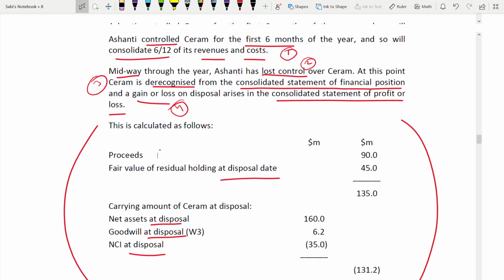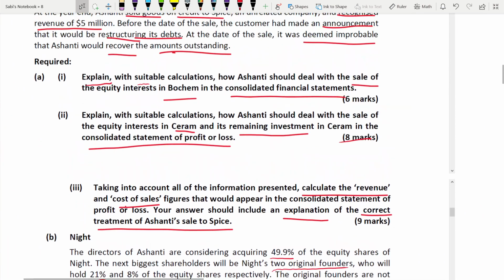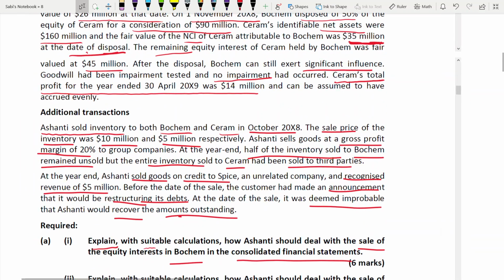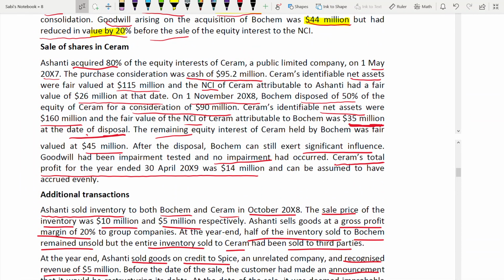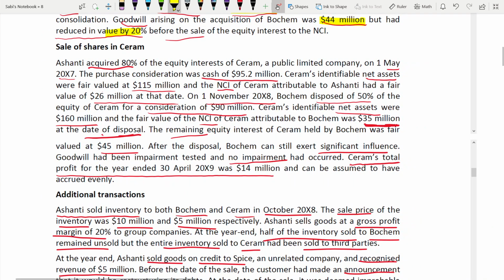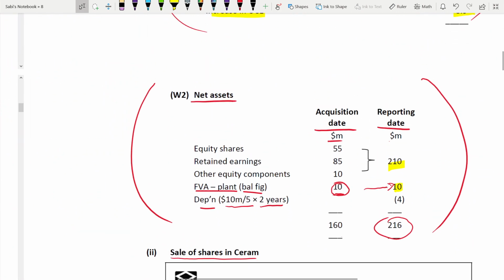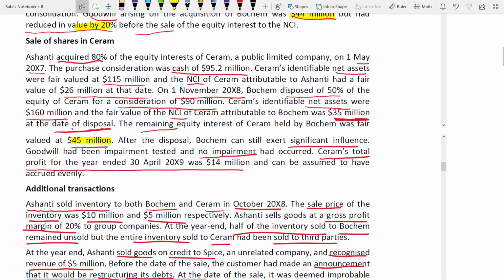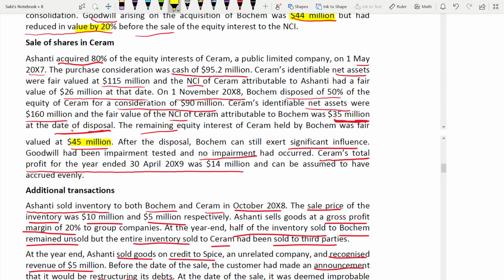They have clearly told that the second subsidiary, Serum, you have sold it for 90 million. Therefore 90 million. Next, fair value of residual holding. How much is the fair value for the remaining shares? It is 45 million. We have to go to this paragraph, sale of shares in Serum. They told the remaining is 45 million. I've already underlined it for you. So this you have to add with the proceeds of 90. In case you forgot, cash consideration of 90, you have disposed of for this.